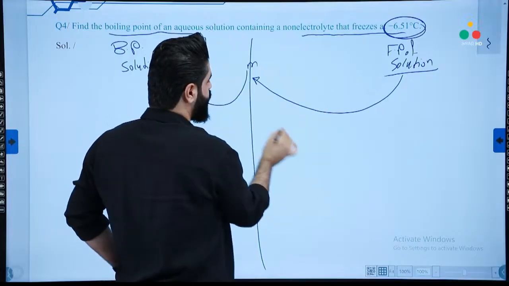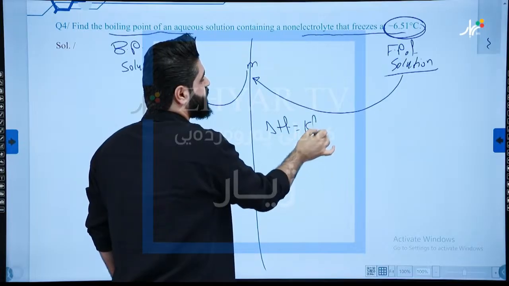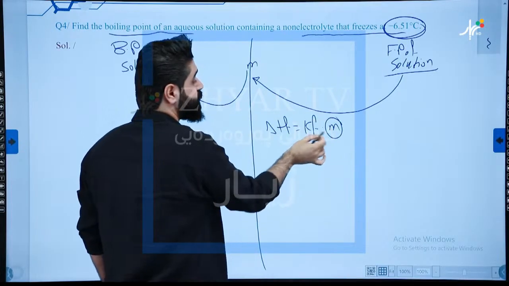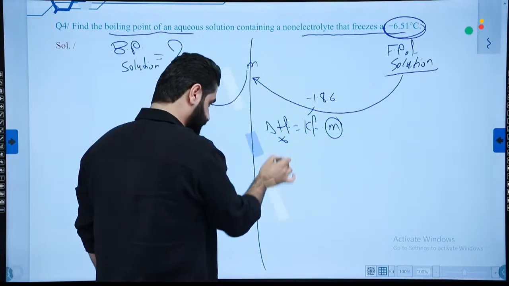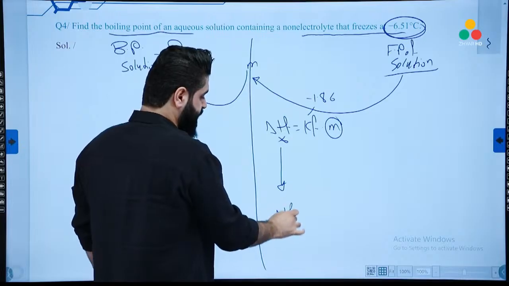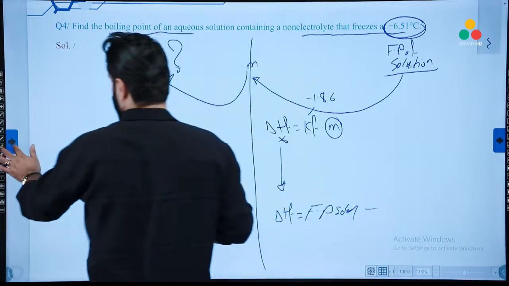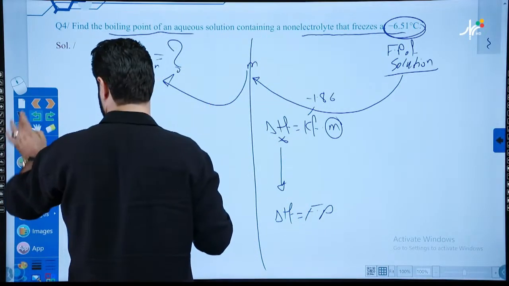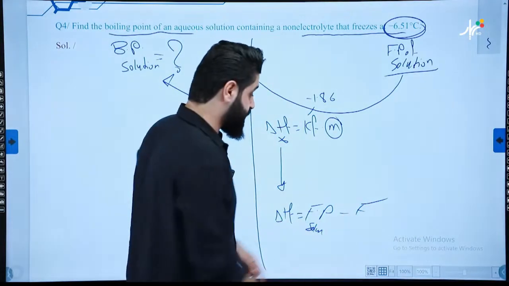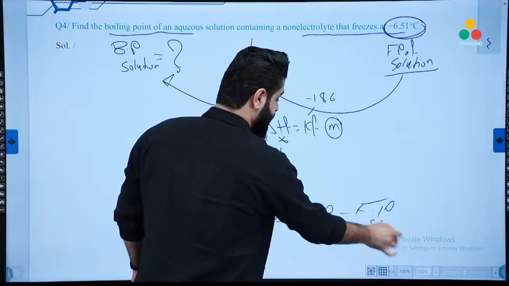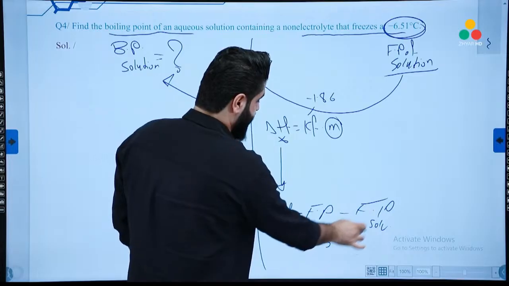Look, freezing point of solution. So we need to find out the molality. Delta TF equals KF times molality. To do this, we need to have KF. Yes, we have it, which is negative 1.86, but we don't have delta TF. So bring delta TF here. Delta TF equals FP of solution minus FP of solvent. FP of solution, which is given, is negative 6.51 minus FP of solvent.